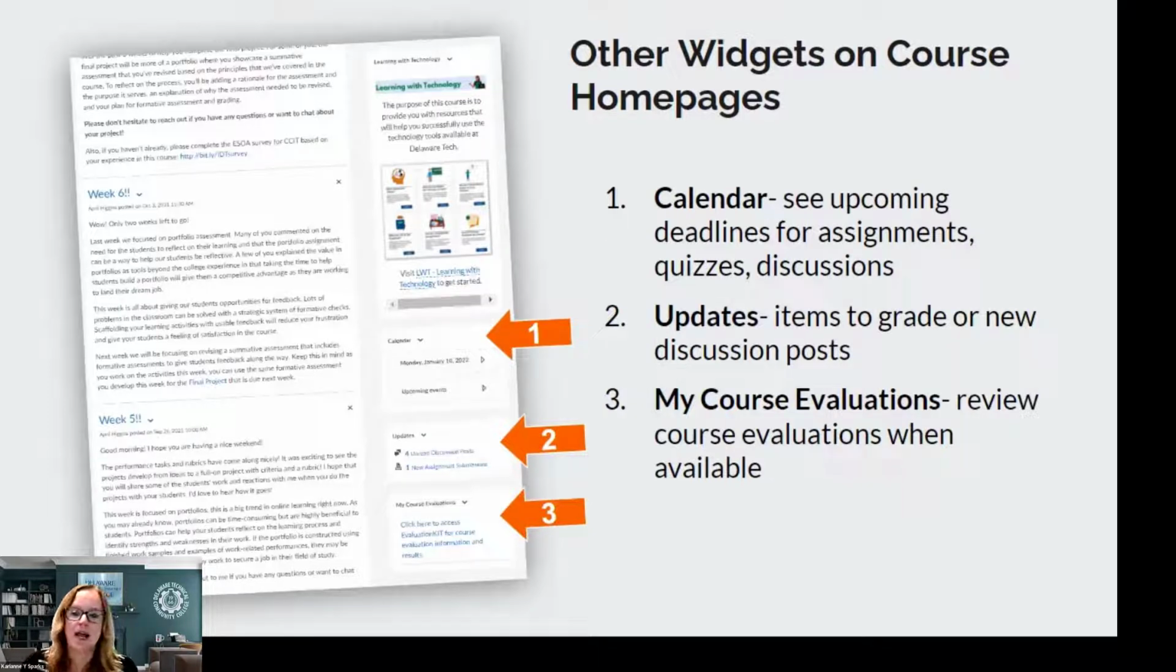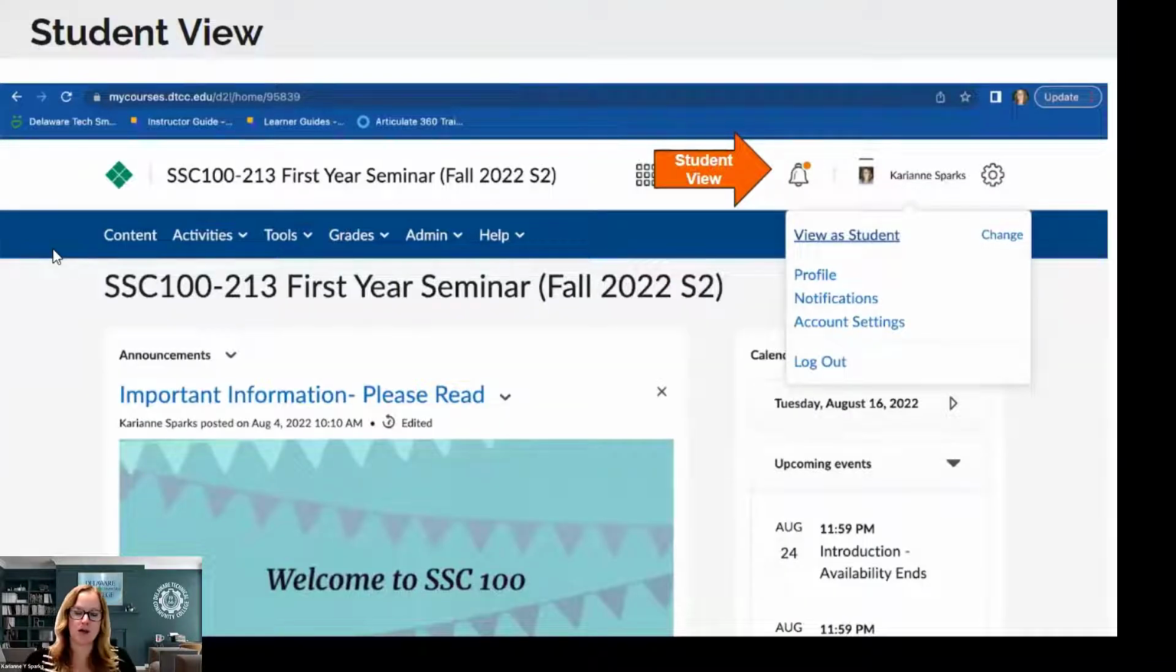want to be there. And then for students, they are going to have here on the bottom right, my course evaluation. So at the end of every semester, they're going to be prompted to evaluate the course and the instructor. And if they don't know where to find it, it is actually at the bottom right of the course homepage for that.